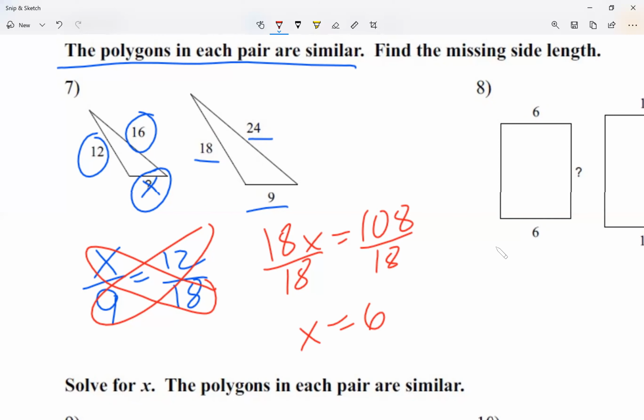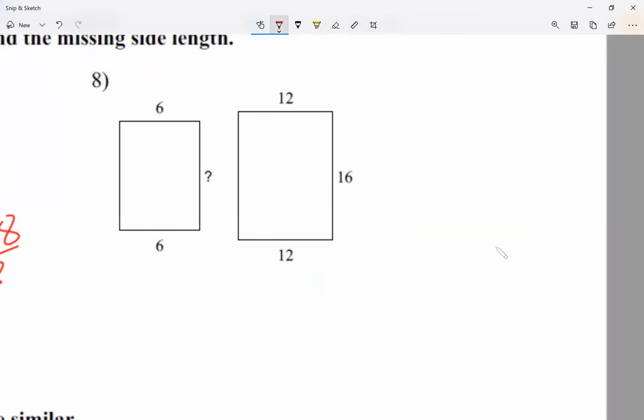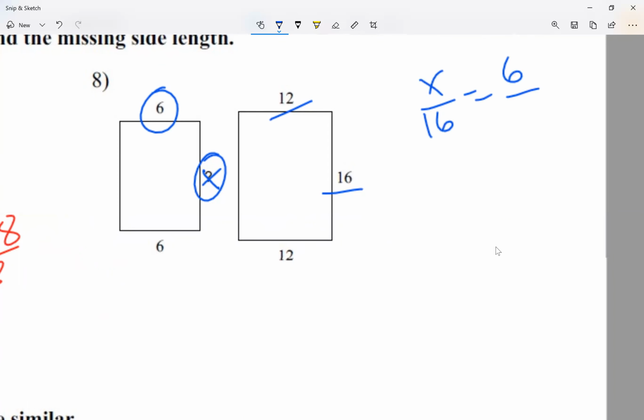Good. Now let's take a look at question number 8. So that question mark, let me replace it with an X. Remember, I'm only going to use 2 values from that figure. One of them has to be X. I know X is corresponding with 16. And the other value I'm going to use is this 6, which is corresponding with this 12. So from one figure, I'm going to use X and 6. So let me write 2 fractions, X and 6. Because X is corresponding with 16, let me put a 16 there. Because 6 is corresponding with 12, let me put a 12 there.